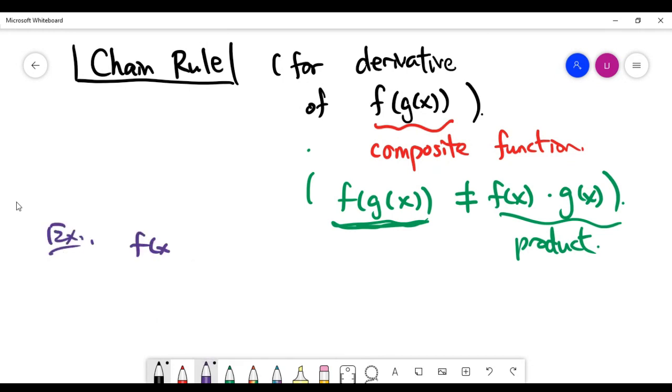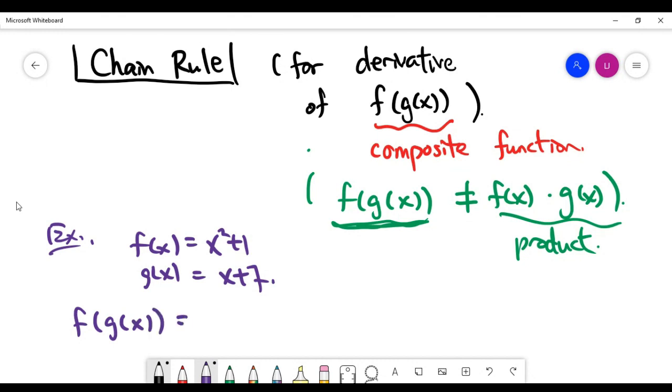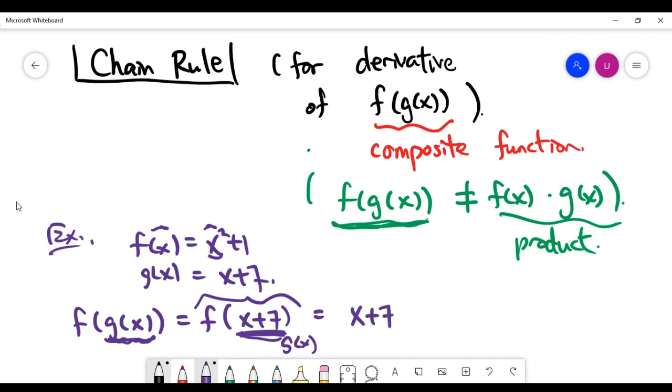So for example, if I pick f of x to be x squared plus 1 and g of x to be x plus 7, then for the composite function f of g of x, we have to look at the inside first. The inside is x plus 7 now. This is g of x. And now, what is f of x plus 7? You have to replace the x by x plus 7. So it's going to be the same as (x plus 7) squared, plus 1. So you see, what I did is replace the x term by the x plus 7 term.